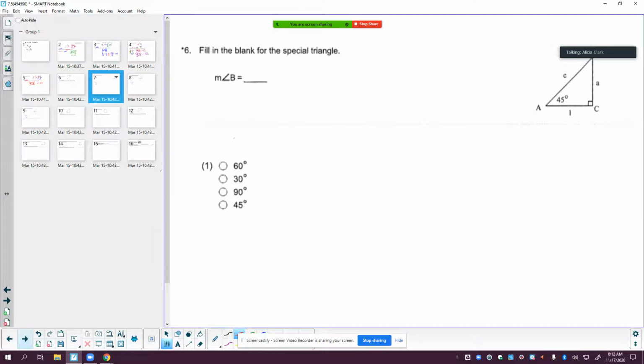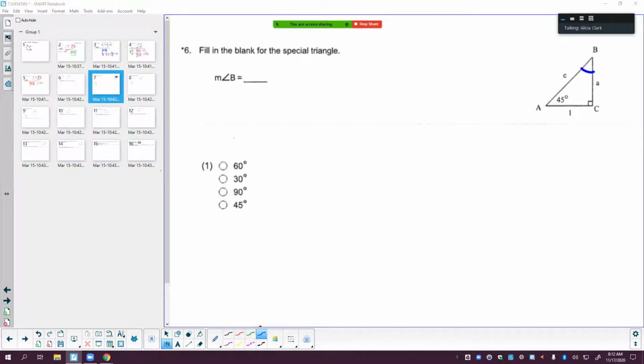Okay, so on this one you're finding the measure of angle B. The main thing here is just understanding the angles of the triangle and what's happening here. Right here is angle B. Right now that's a 45. This is a 90. The only thing that this could be right here is 45 degrees.